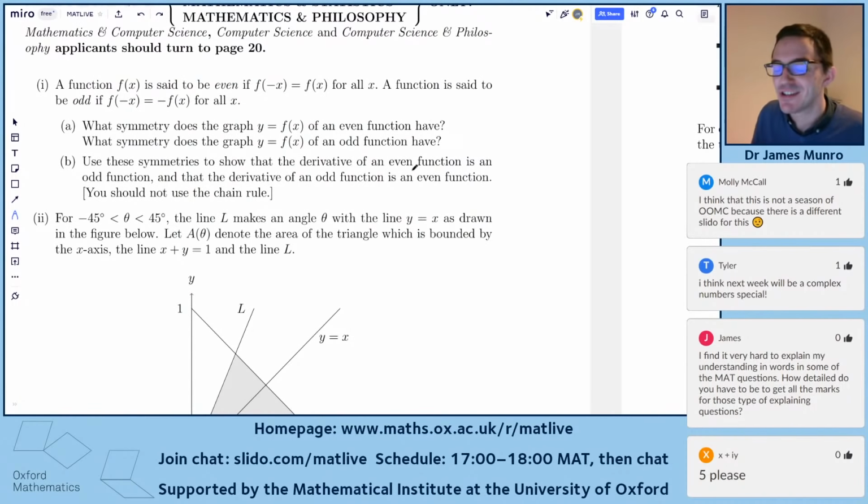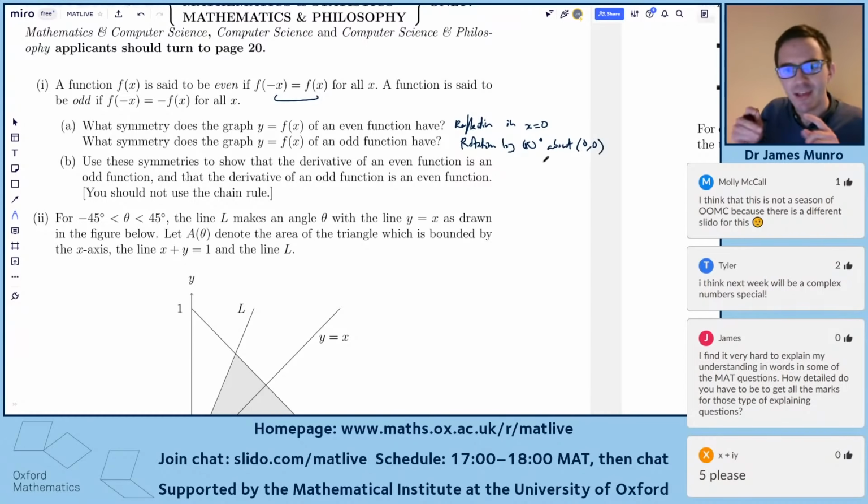Cool. So, symmetries of these functions. Symmetries means thinking about transformations of graphs. Even functions have this reflection symmetry in the x equals 0 line. I was going to write x-axis and changed my mind. The y-axis. Odd functions are supposed to have this rotation by 180 degrees about the origin symmetry. Or you could think of that as being two reflections. One to put the minus sign here and one to put the minus sign here. Flipping the x-axis and in the y-axis. Okay.